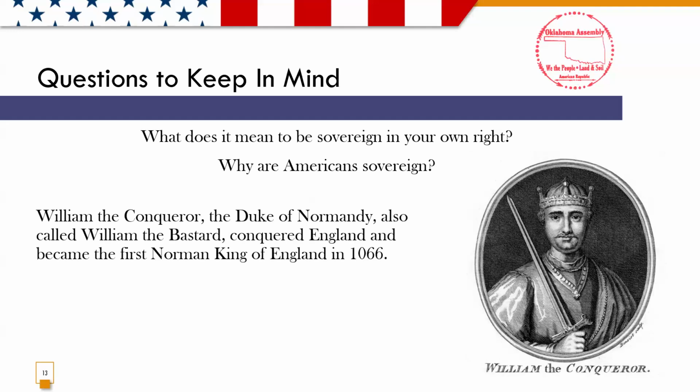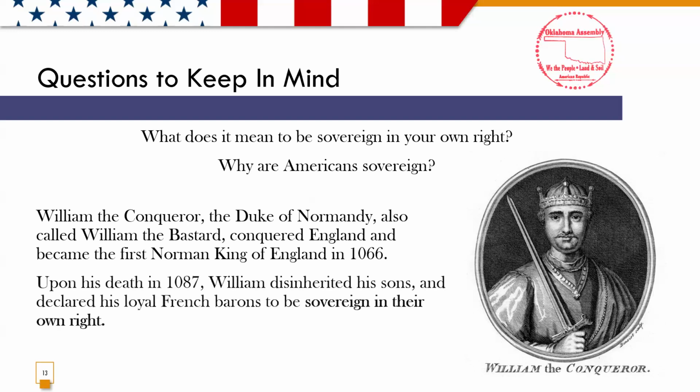William the Conqueror, the Duke of Normandy, also called William the Bastard, conquered England and became the first Norman king of England in 1066. Upon his death in 1087, William disinherited his sons and declared his loyal French barons to be sovereign in their own right.